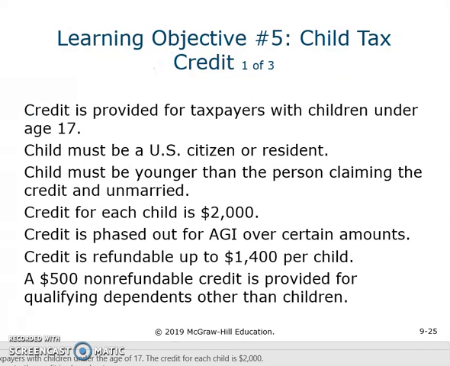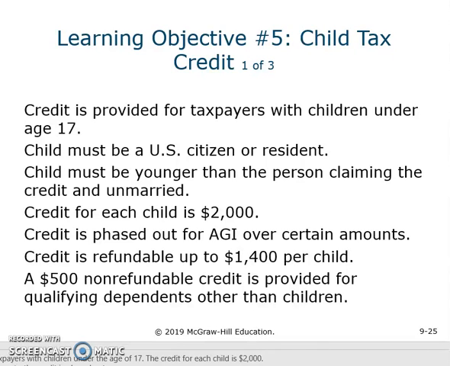So next we're going to talk about the child tax credit. This credit is provided for taxpayers with children under the age of 17. The child must be a U.S. citizen or resident and also must be younger than the person claiming the credit and be unmarried. The credit for each child is $2,000. This is up from the new tax law.